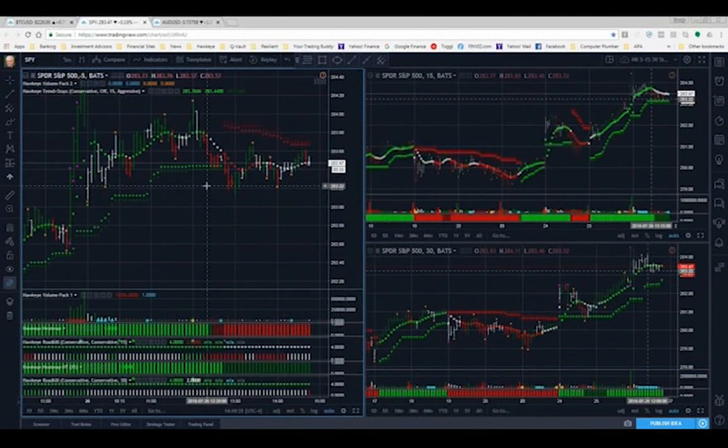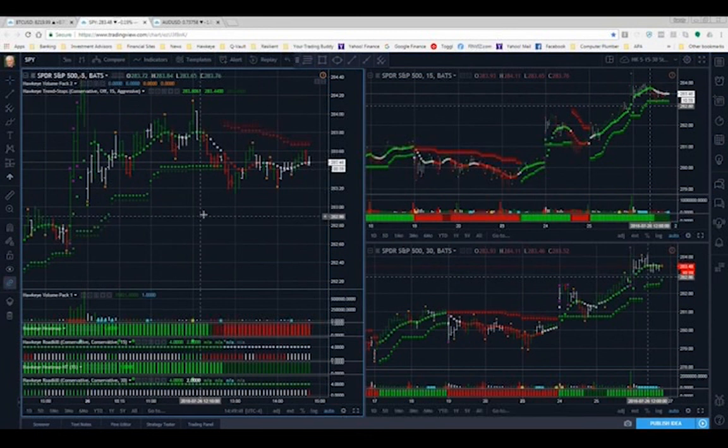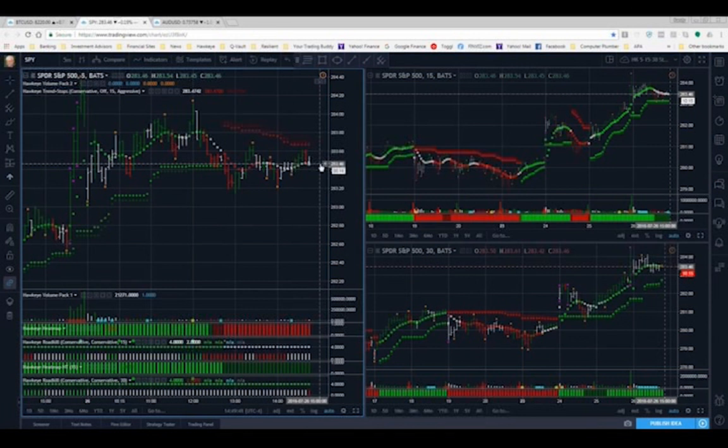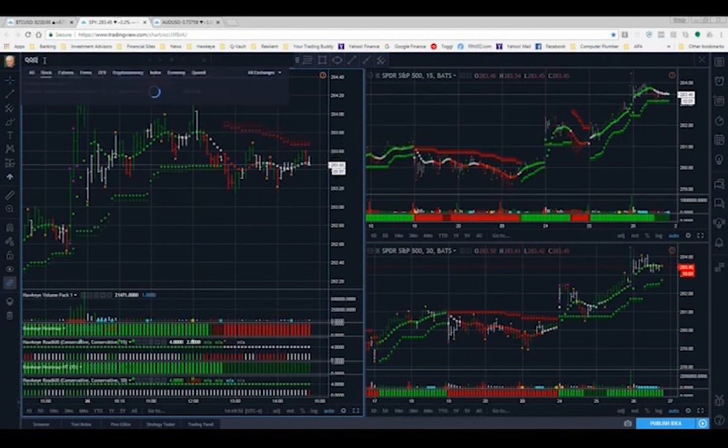All right, here's the Spider. It's the same as the S&P, just on intraday. About 3 o'clock in the afternoon, most of the markets have gone sideways and it has slowed down considerably. Yeah, the Qs.